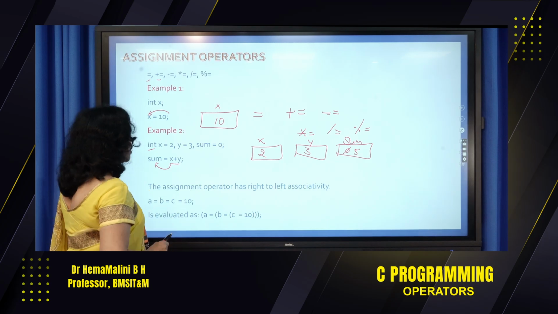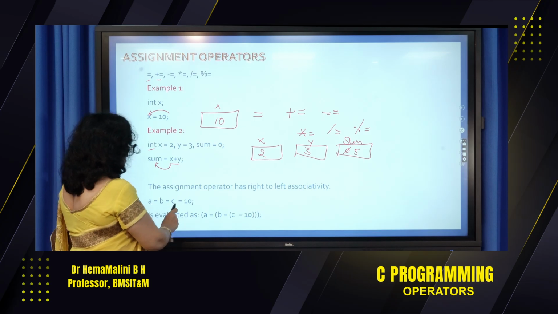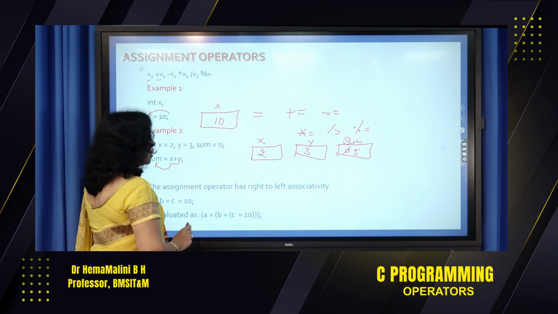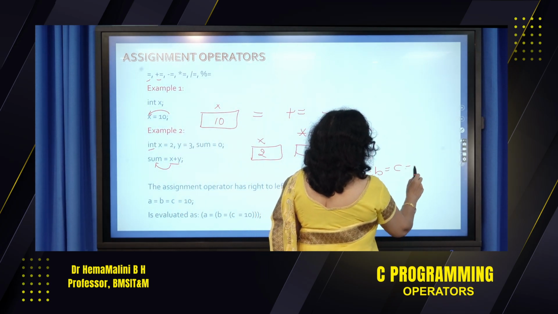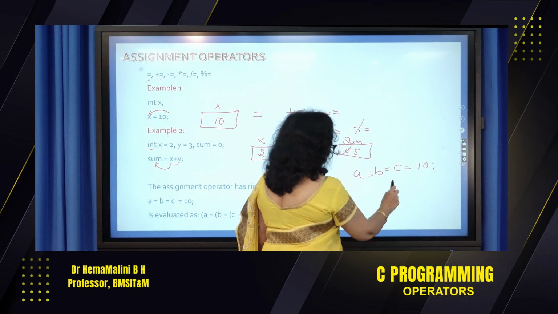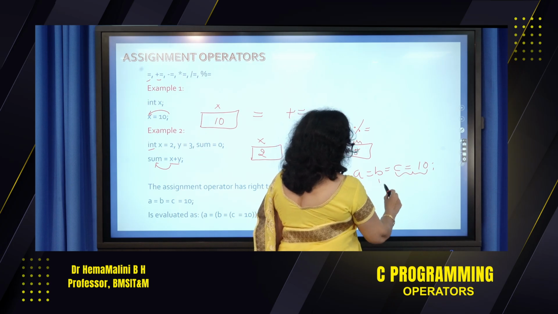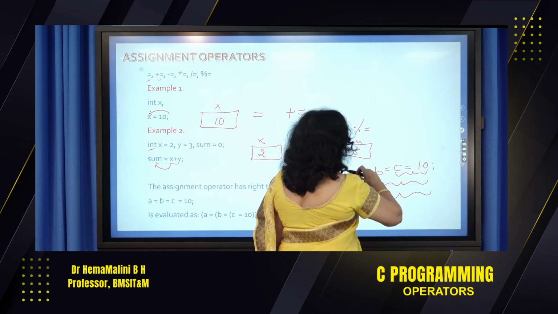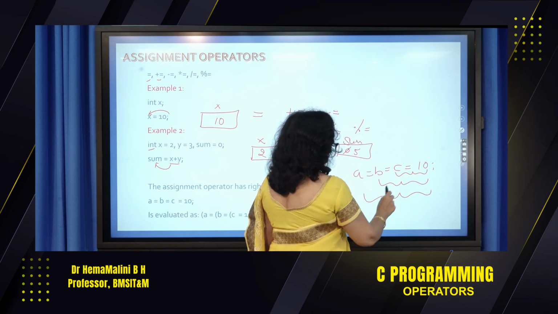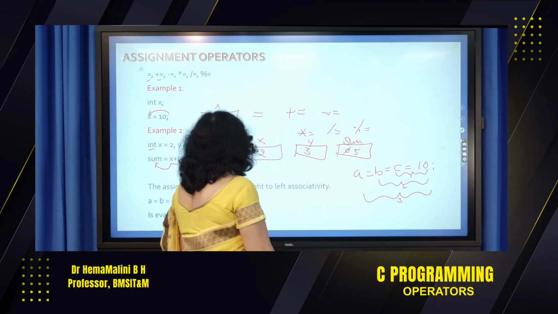Now the assignment operator has right associativity. Say for example, I have A equals B equals C equals 10. So how does it work? First 10 is stored in C. Then this value is stored in B. After that the result, that is 10, is stored in A. So this happens first, then this happens, then this happens.